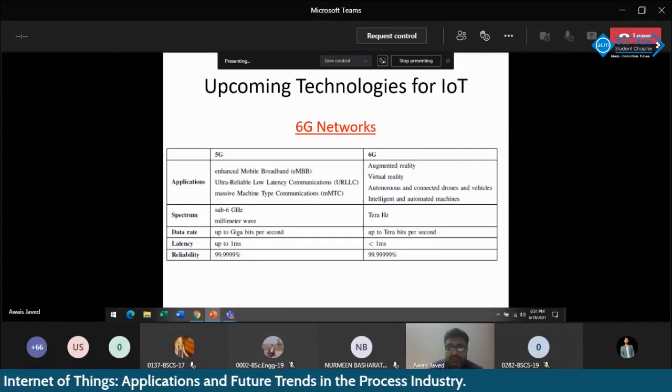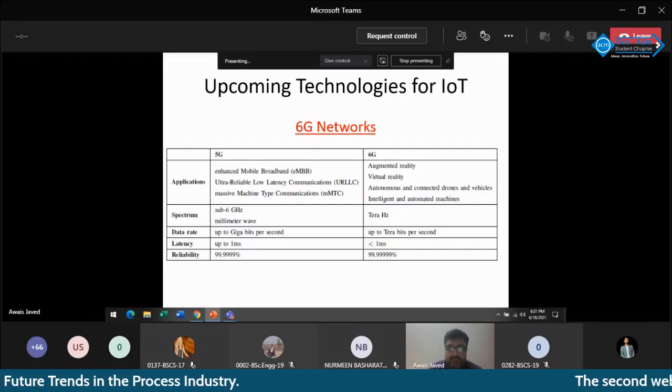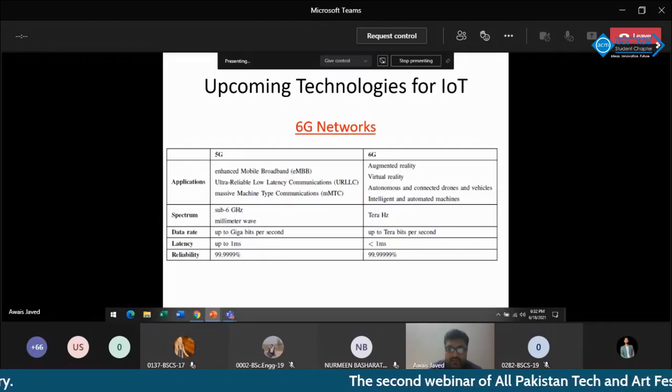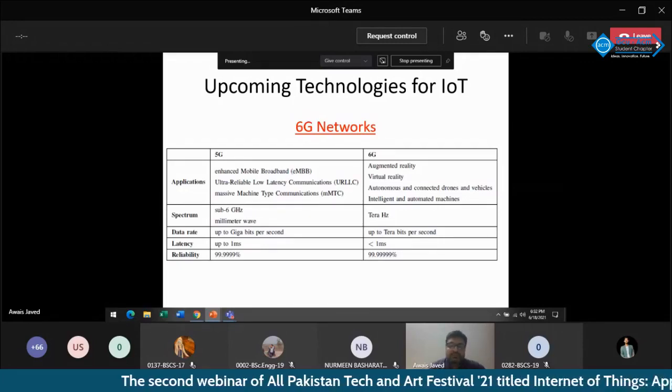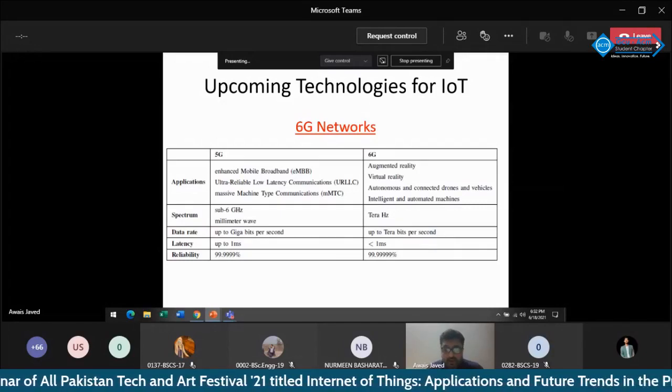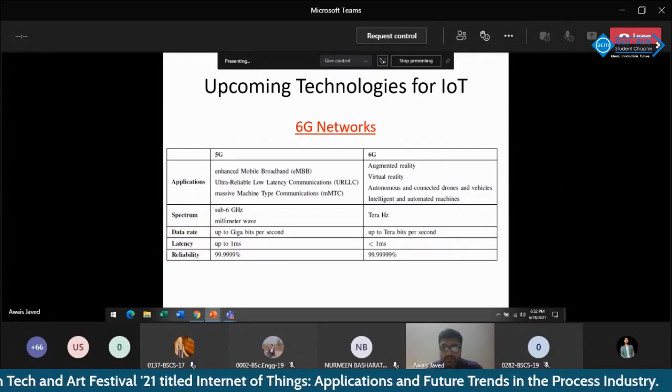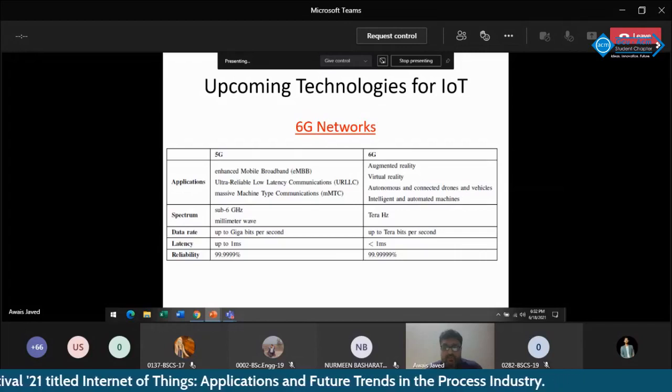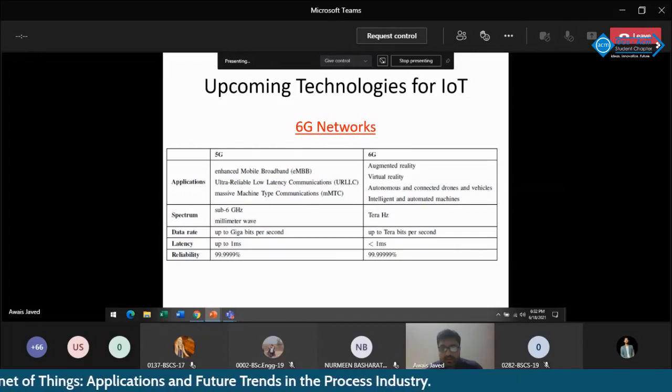6G provides some very interesting new applications, which are very data intensive but involve a lot of automation. Applications such as augmented reality, virtual reality, autonomous and connected drones and vehicles, and intelligent automated machines can be realized with 6G networks.